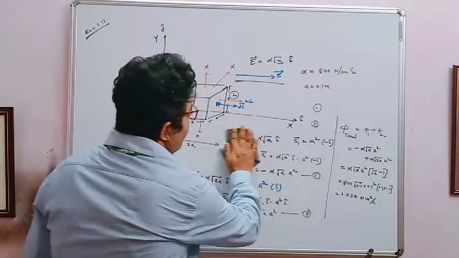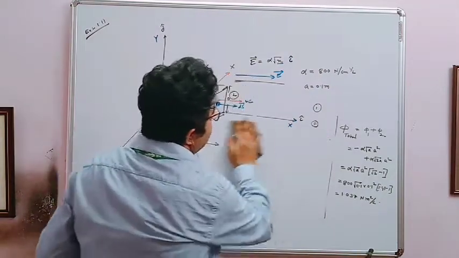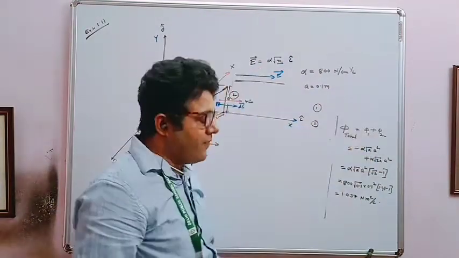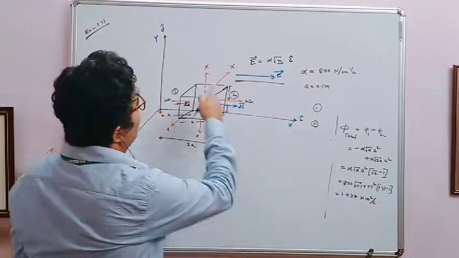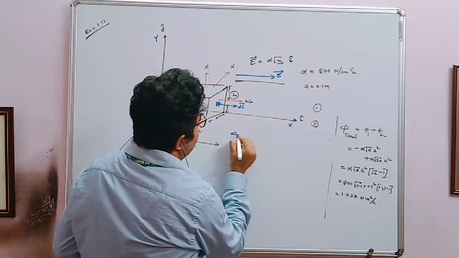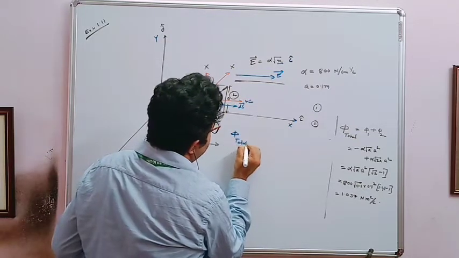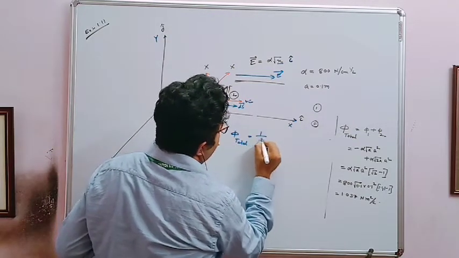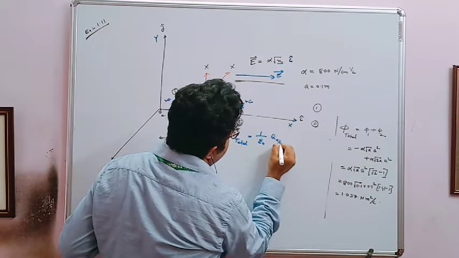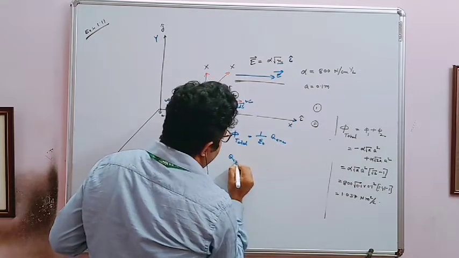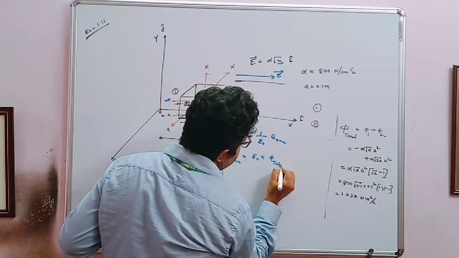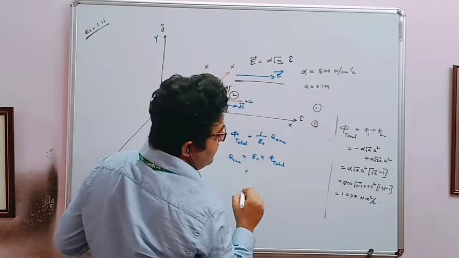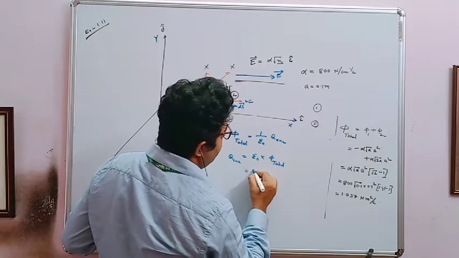Now, when you get this one, flux, that is the first question, find the total flux. After finding the total flux, the second question is how much charge is enclosed by this. So, total flux is equal to 1 by epsilon naught times charge enclosed. So, charge enclosed is epsilon naught into total flux. That is, total flux is how much? Epsilon naught.